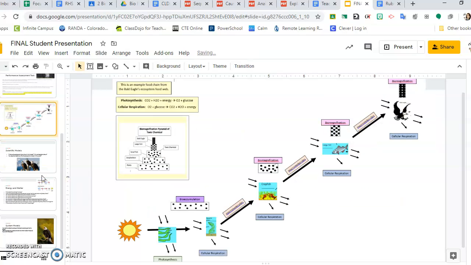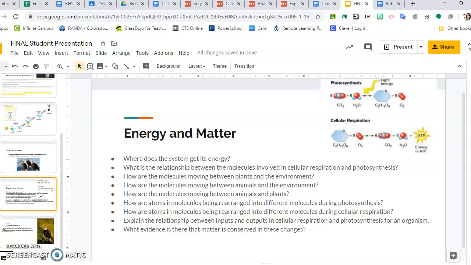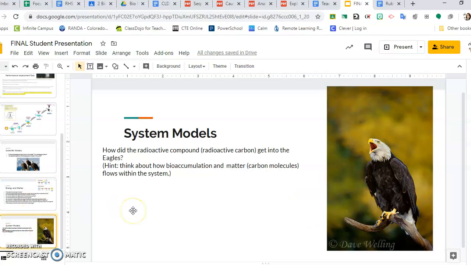Back to slide 6. Slide 7. This is basically the conclusion of your presentation. It's a very important slide. How did the radioactive compound get into the eagles? Your answer should be longer than 1 sentence.